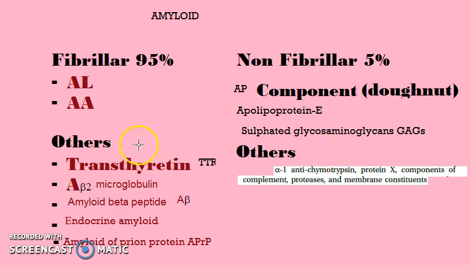Okay. So is this much clear? So this is the very gist of the composition of amyloid. You will have to dive deep into these to understand more. Just to close in, I want to say amyloid light chain, AL, and amyloid associated protein, AA.